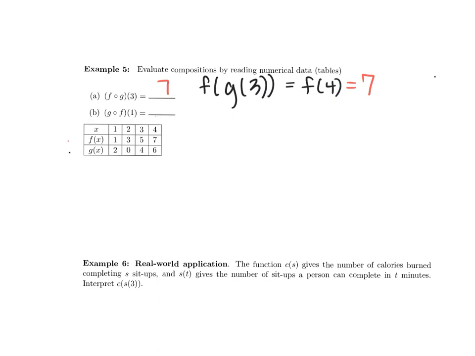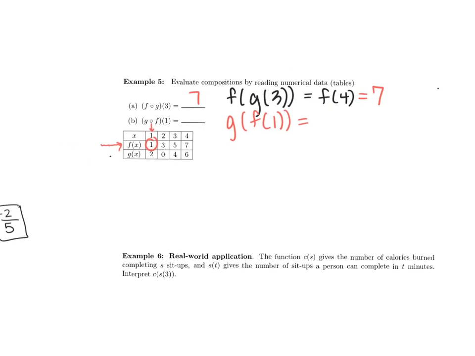Okay, next line, rewrite it. G of f of 1. So we're first going to evaluate f of 1, so go to the f row, the 1, the output is a 1. Then we're going to evaluate the G of 1, which would be an output of 2.